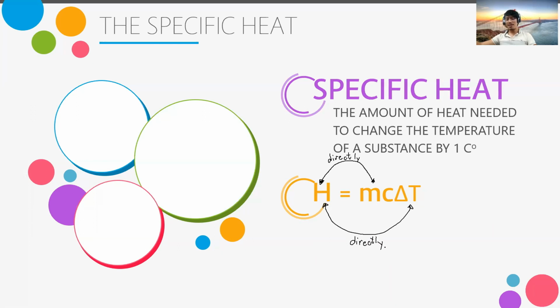Anong ibig sabihin niyan, sir? Ibig sabihin, kapag gusto mong mas mainit, kailangan mo ng mas maraming heat. Tama, no? Kung gusto mo mas mainit, kailangan mo ng mas maraming heat. That's common experience.